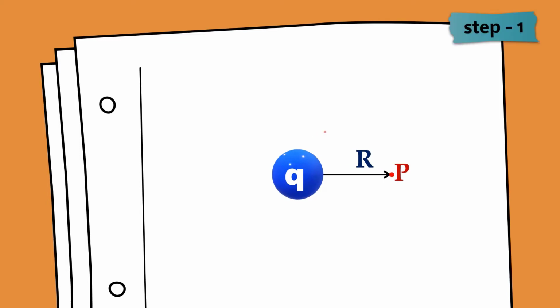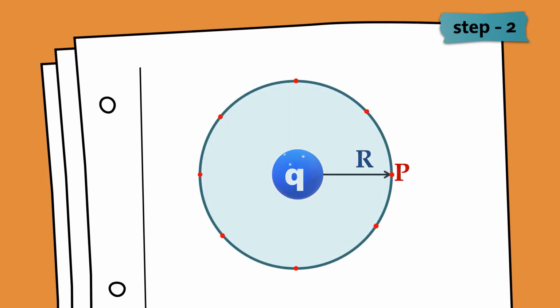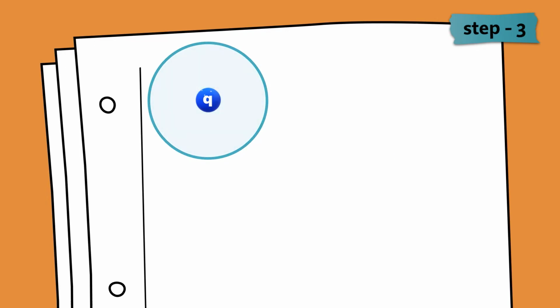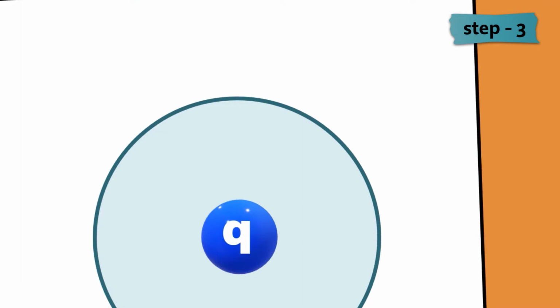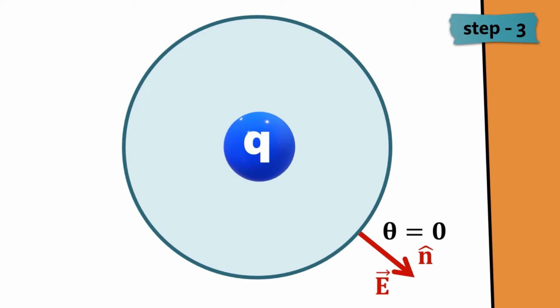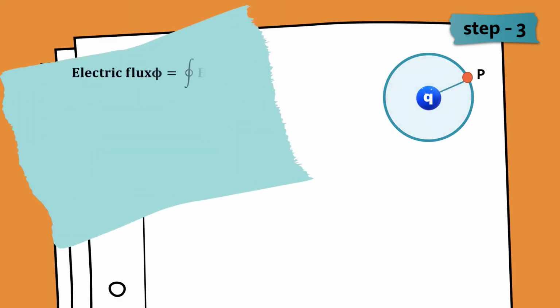For a point charge, the best symmetrical closed surface is a sphere. Therefore, the Gaussian surface is a sphere with radius R. The electric flux in the Gaussian sphere is integral E ds cos theta. At every point on the sphere, the angle between the electric field and the area vector n cap is 0 degrees. Therefore, the electric flux is equal to integral E ds cos 0. Since cos 0 equals 1, the electric flux equals integral E ds.